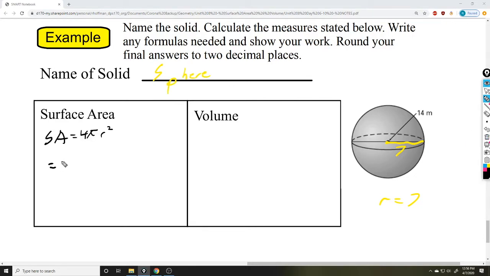There's your surface area formula. So it's 4 pi times your radius squared. What's our radius? Well, our radius is going to be 7.